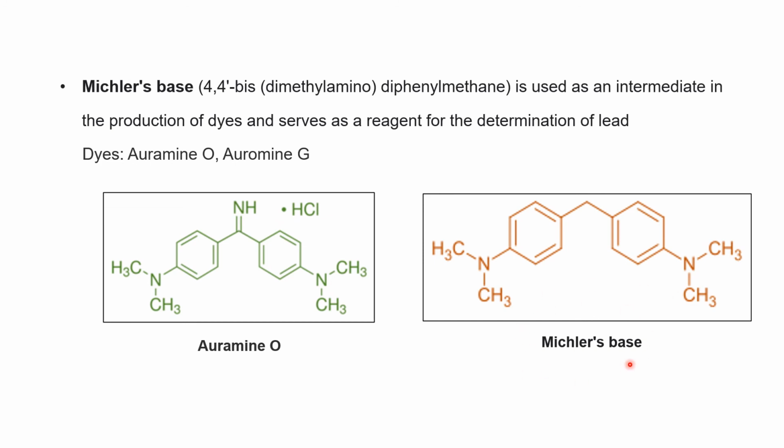Similarly, we have Michler's base. Now this is used in the production of several dyes and it itself can act as a reagent for determination of some metals like lead. So this is a simple structure of diphenylmethane wherein at both para positions you can see the dimethylamino group. These two structures are the same, just in auramine O we have substitution at the central methylene also.